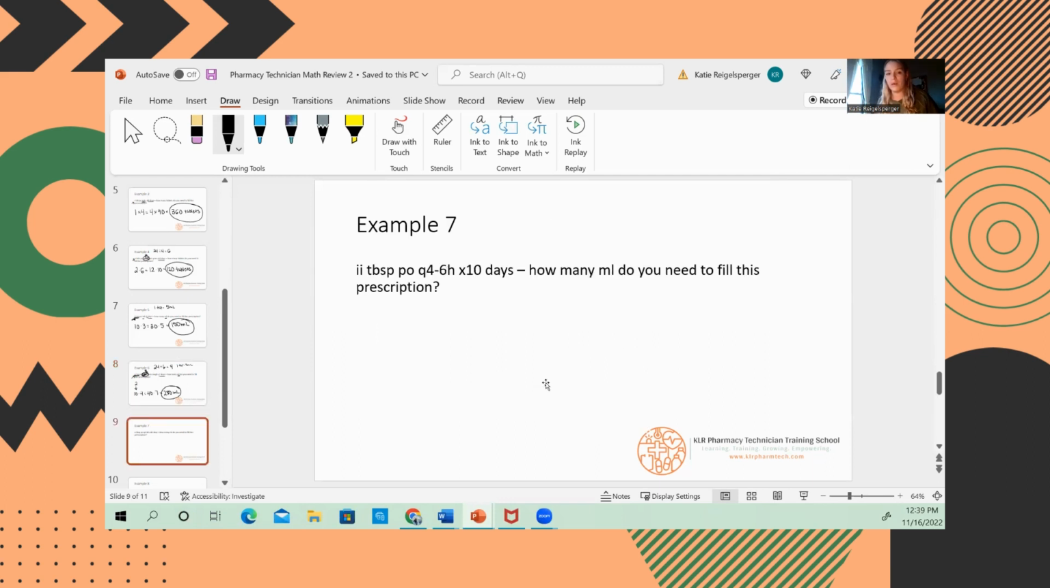Couple more left, guys. Go ahead and read this one to yourself. This one says take 2 tablespoons by mouth every 4 to 6 hours for 10 days. How many milliliters do you need to fill this prescription? It is very important that you do not mix up your teaspoons and tablespoons. You must know that teaspoon is TSP and tablespoon is TBSP, or you could really mess up your answer, okay?